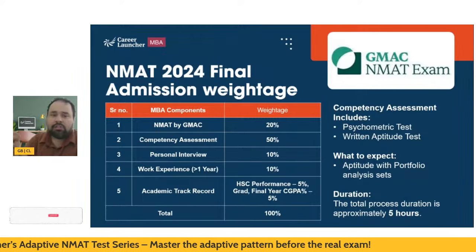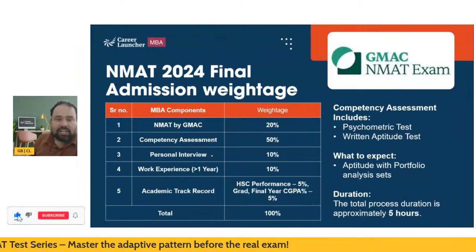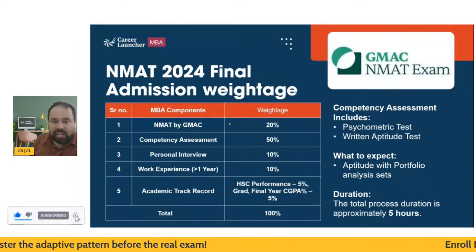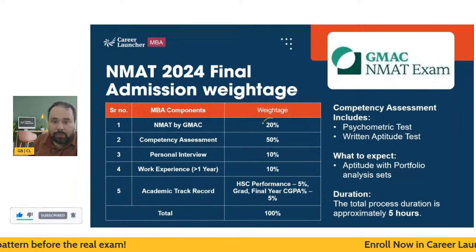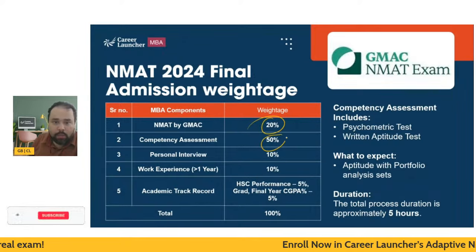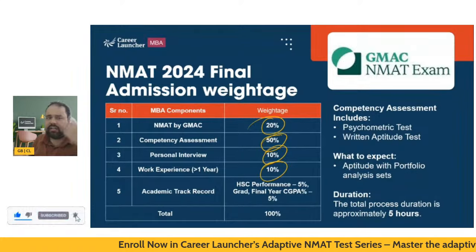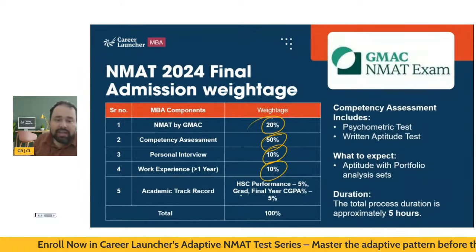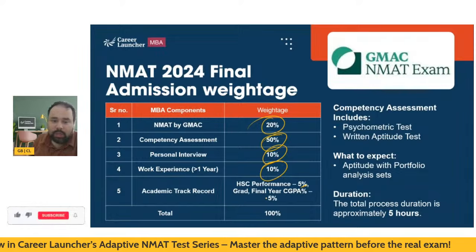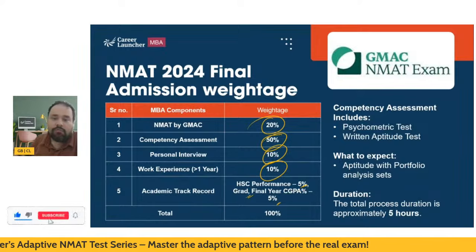But before that, just to reiterate what I was stating, last year NMAT by GMAC, that is the Nmat exam, only 20% weight, 50% to the competency test, 10% to PI, 10% to work experience, greater than 1 year है तो मिल गया. Then academic record में 5% weightage to graduation and 5% to your final year.